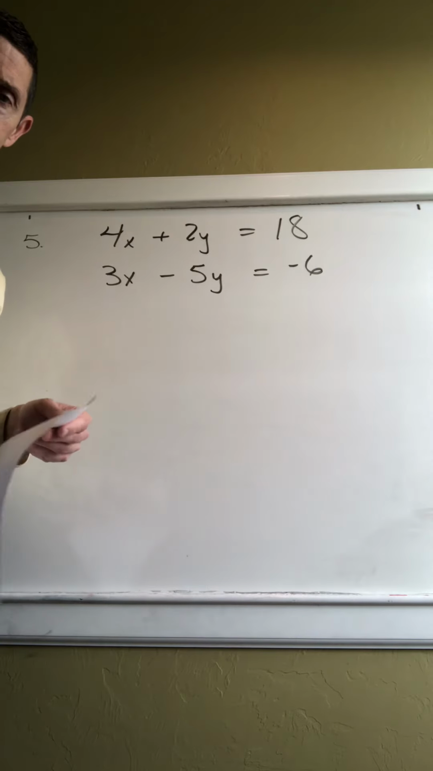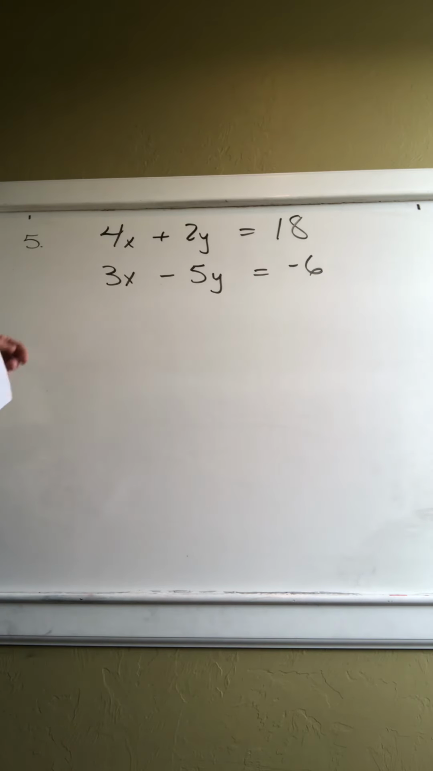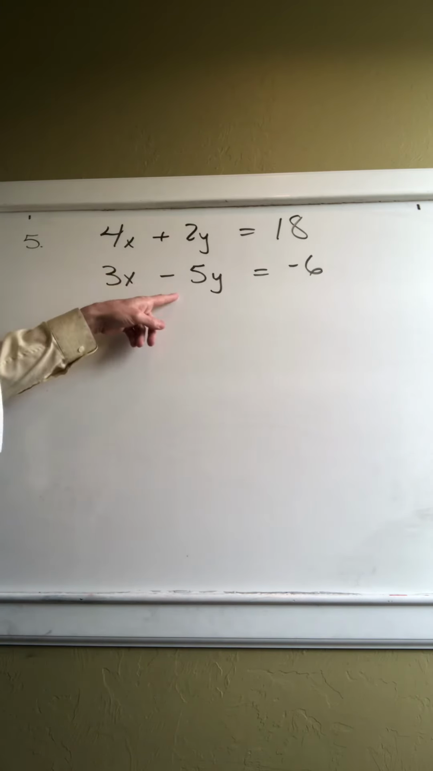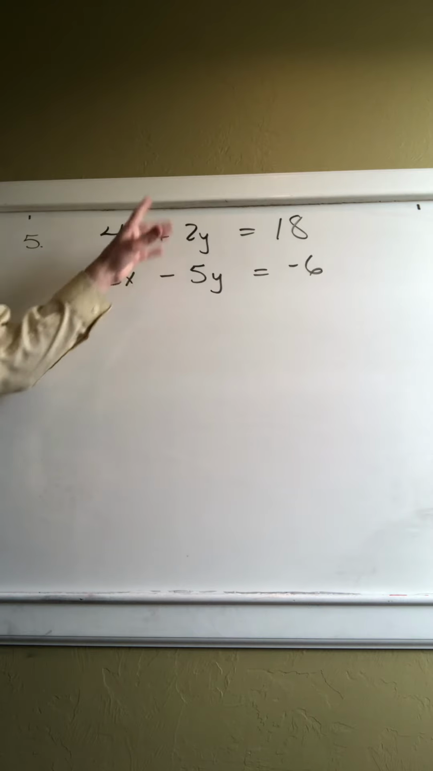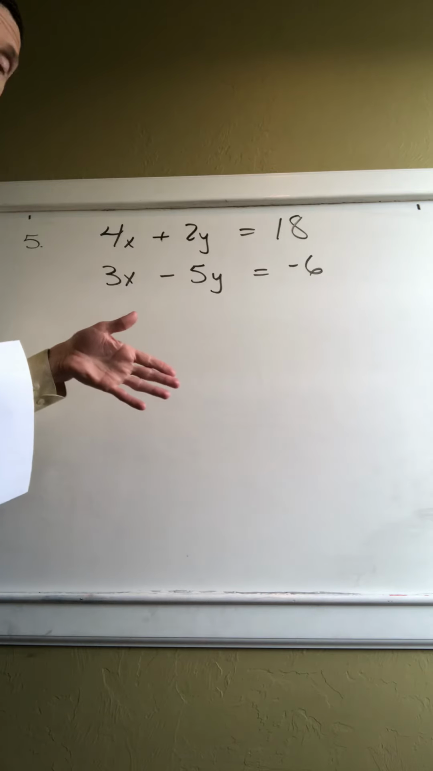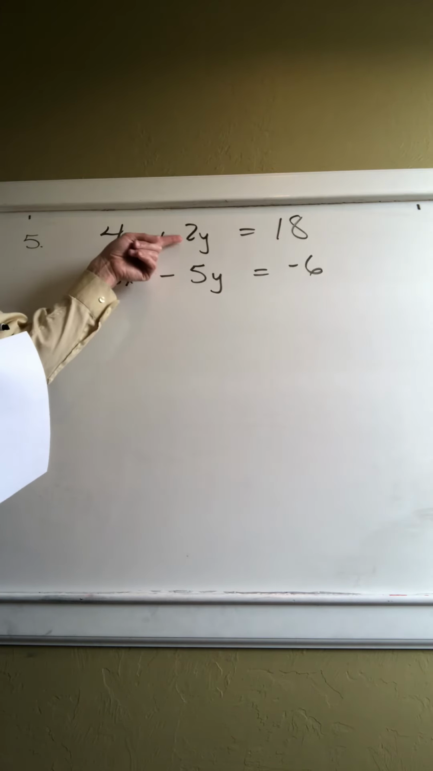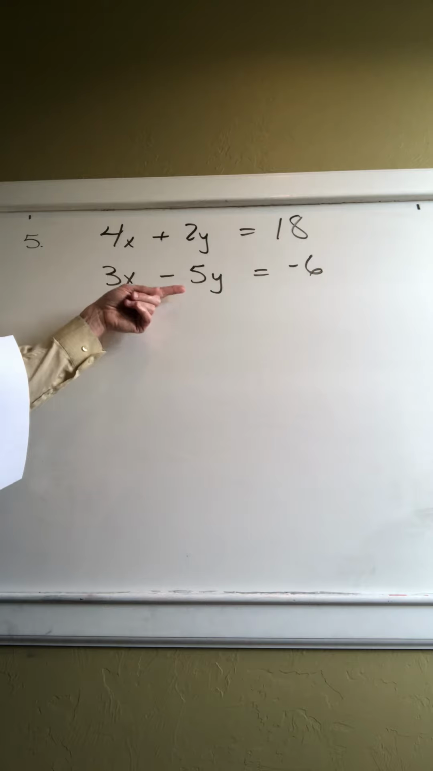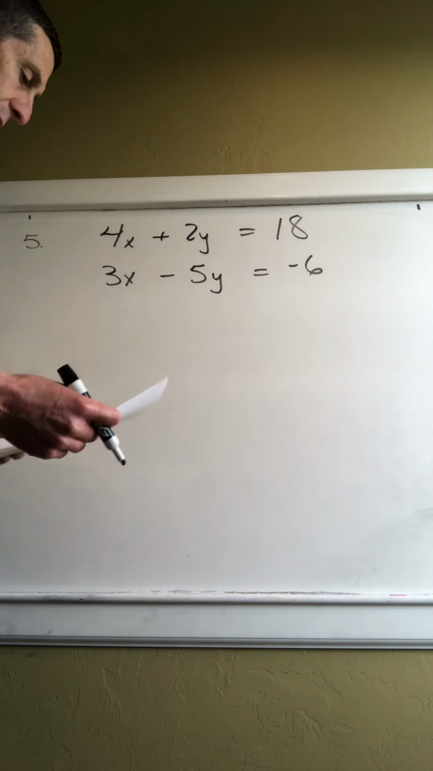All right, we are going to solve this by elimination. I'm going to focus right in here on the y's. I have a positive and I have a negative, so I know they're opposite signs. But they're not the same number. So to get them to be the same number, I'm going to take the top equation times 5, the bottom equation times 2, to get my y's to eliminate.